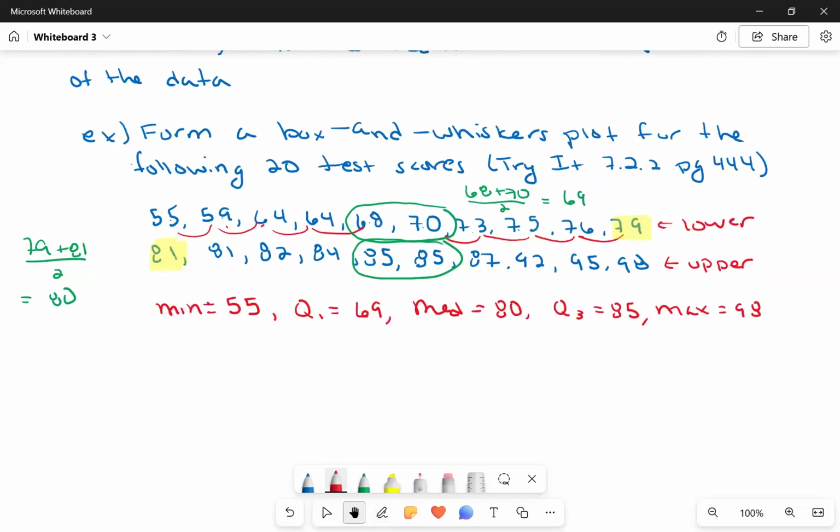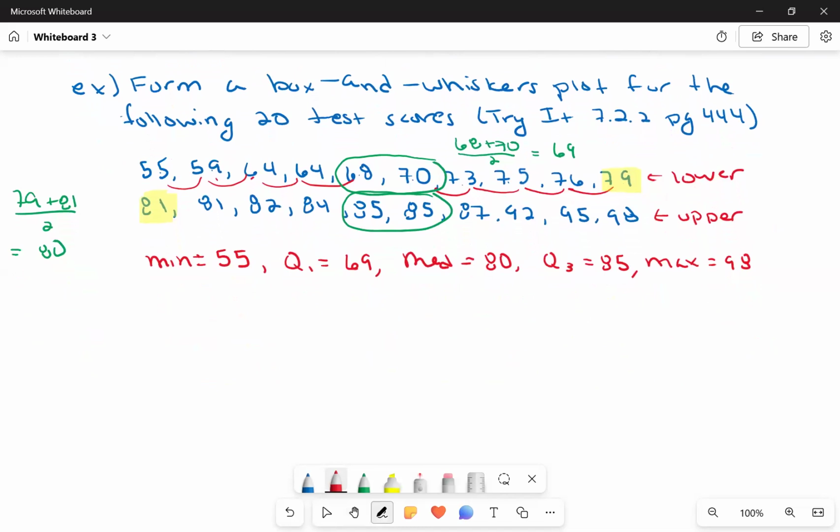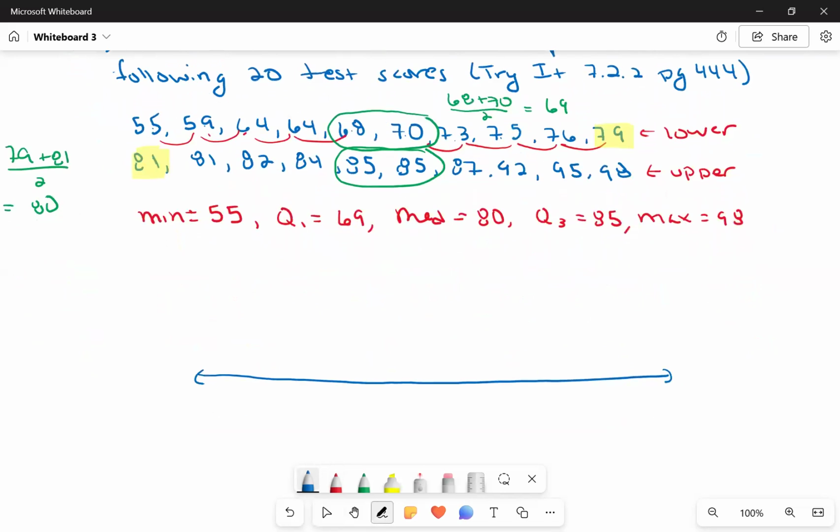And let me go ahead and draw now the box and whiskers plot. So I see that the lowest value is 55, highest value is 98. I feel like going by 5s is reasonable. And that's what I'm going to do. I'm going to draw my number line and go by 5s. So I'll start with 55.